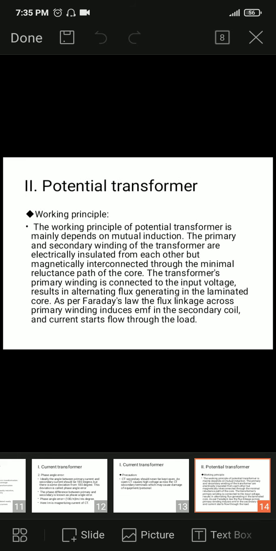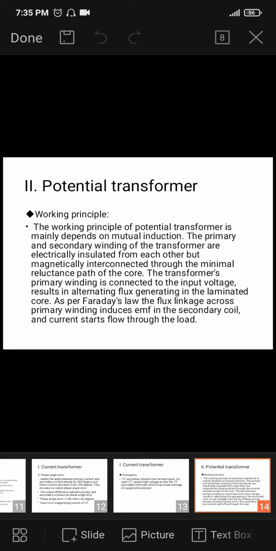Number two is the potential transformer. The working principle of the potential transformer mainly depends on mutual induction. The primary and secondary windings of the transformer are electrically insulated from each other but magnetically interconnected through the minimal reluctance path of the core.